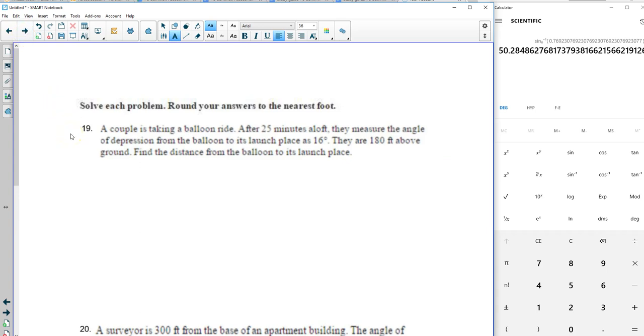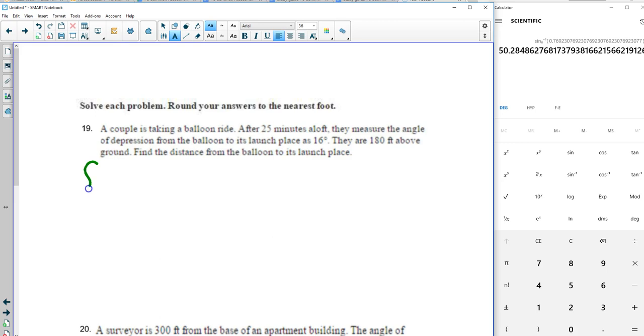Okay, so a couple is taking a balloon ride. After 25 minutes aloft, that means they're up in the air for 25 minutes. They measure the angle of depression from the balloon to be 16 degrees. They are 180 feet above the ground. Find the distance from the balloon to the launch place.